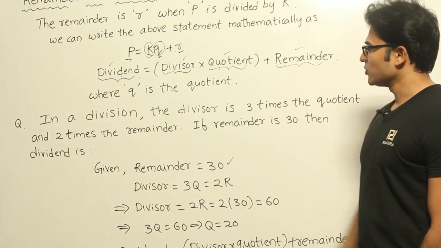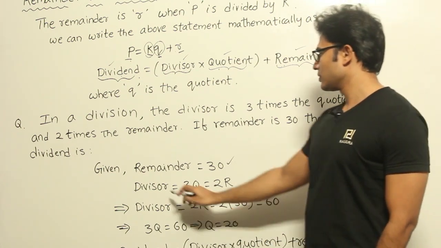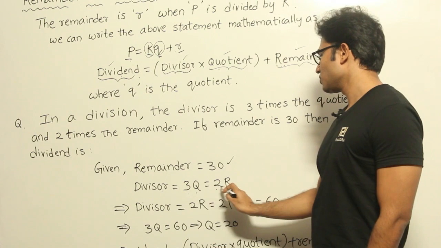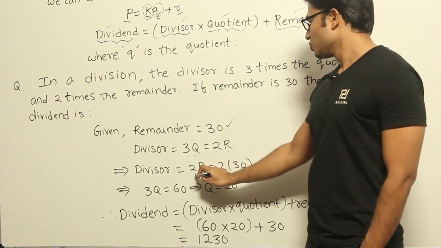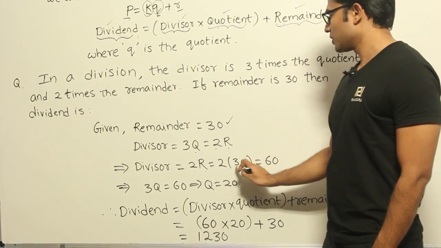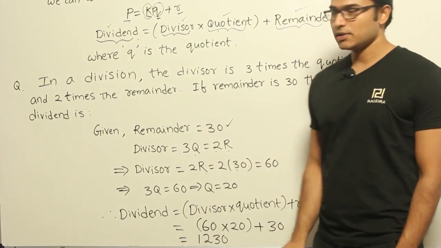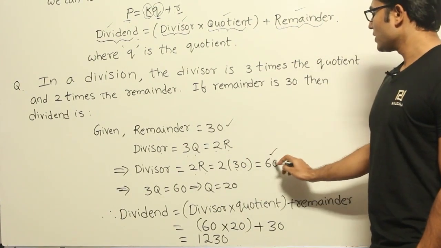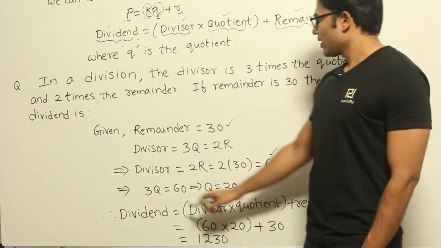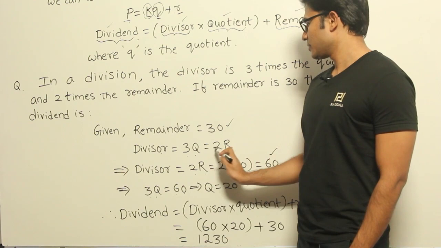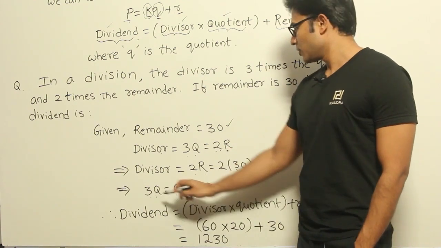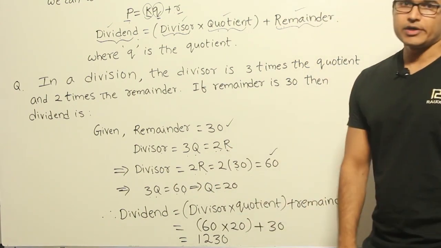Given that remainder is equal to 30. Now they are saying that divisor is equal to 3 times the quotient and 2 times the remainder, right? Therefore, divisor equals 2 times the remainder. Remainder is 30, so 2 into 30 is 60. So the divisor you got is 60, right? And then 3 times the quotient is equal to 2 times the remainder, isn't it? And from that you are going to get quotient equal to 20.